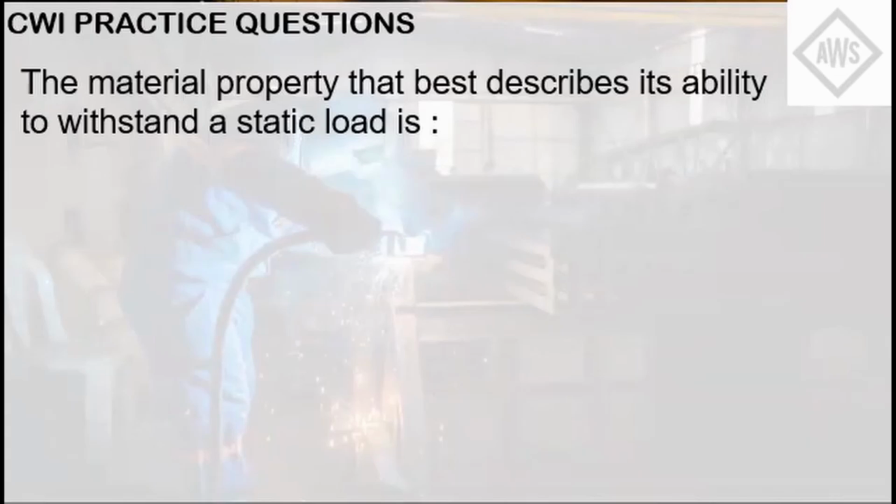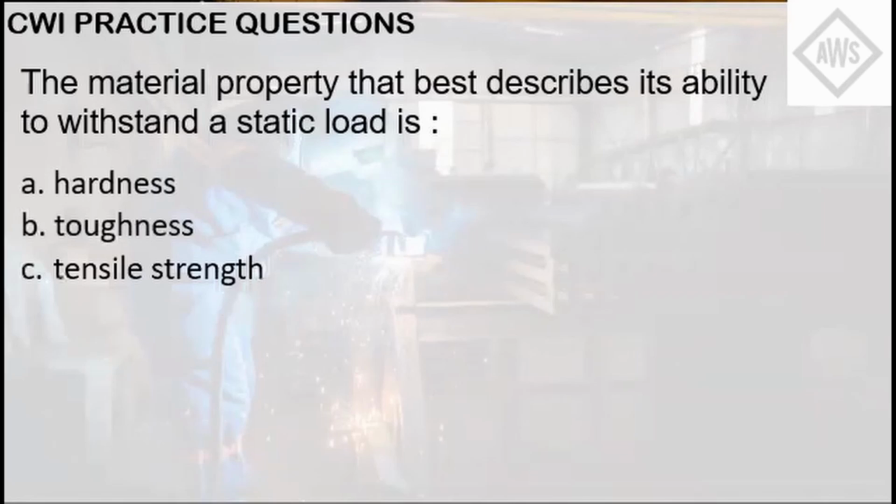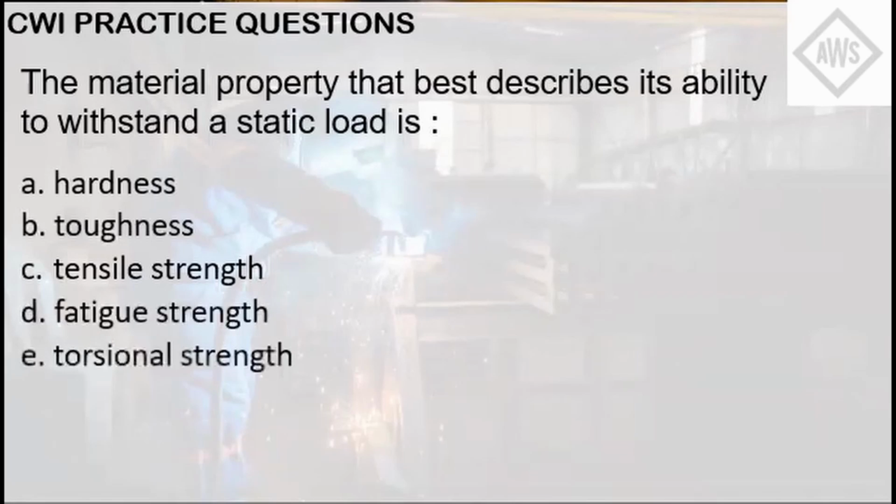The material property that best describes its ability to withstand the load is letter A, hardness, letter B, toughness, letter C, tensile strength, letter D, fatigue strength, letter E, torsional strength. The ability to withstand a static load is letter C, tensile strength. Strength is defined as the load induced on a specified area.